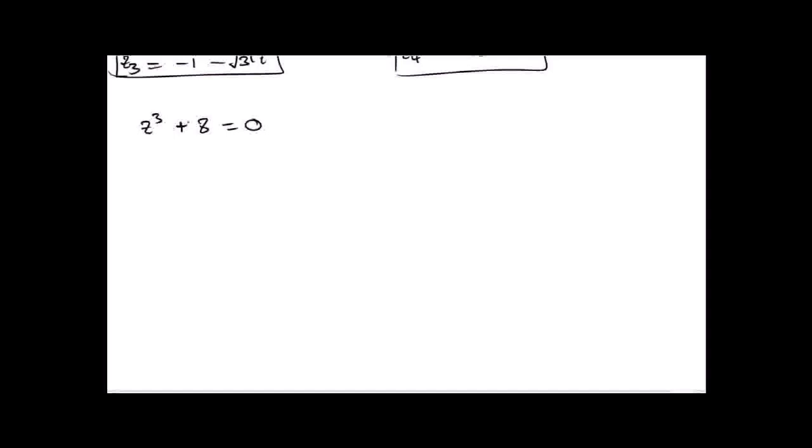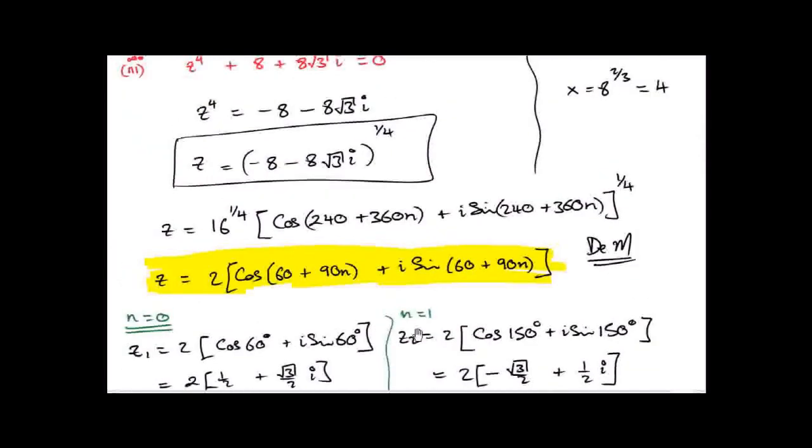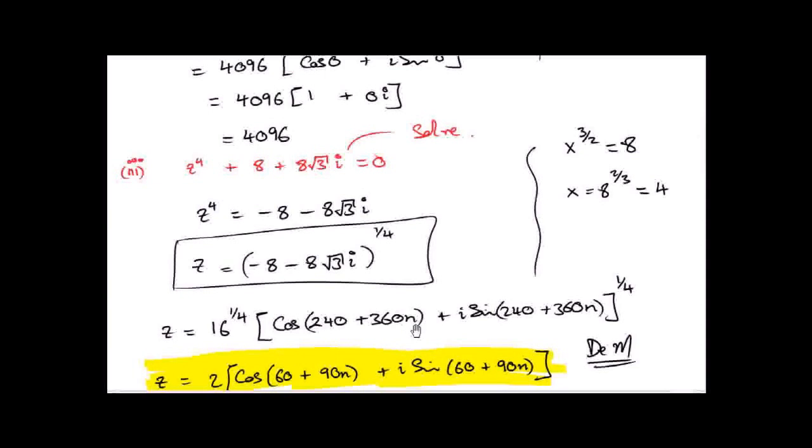So how come my roots did not occur in conjugate pairs? What equation was I solving? I was solving z to the power of 4 plus 8 root 3 i equals 0. If there's an i in the equation, the roots won't be conjugate pairs. If everything is real in the equation, if there's no mention of i in the equation, then the roots will be conjugate pairs. Is that okay? To keep it even simpler.